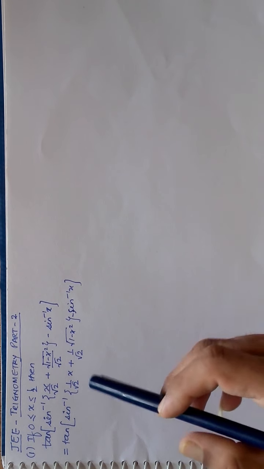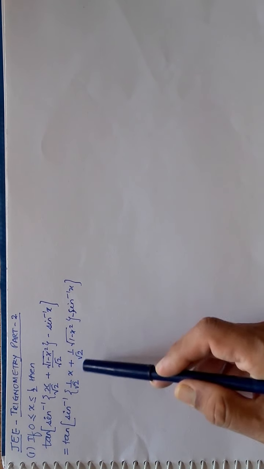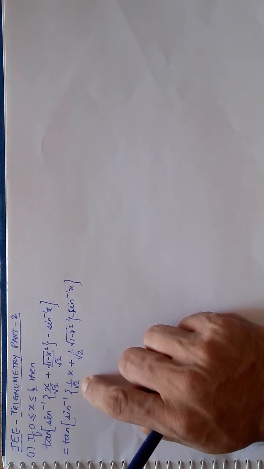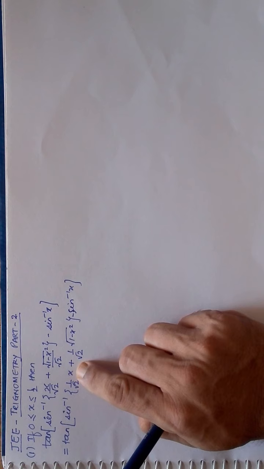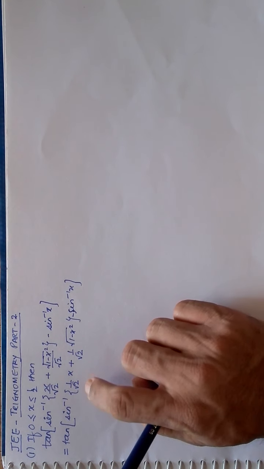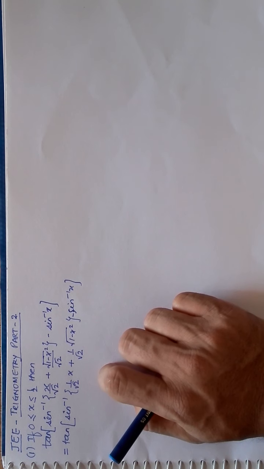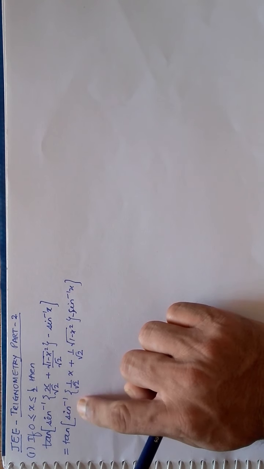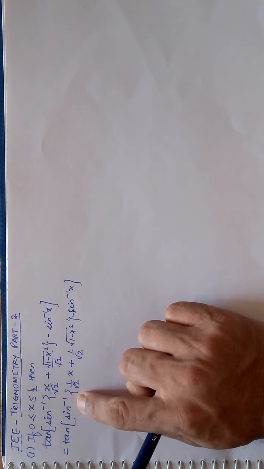Yes. If you recollect this, this looks like 1 by root 2 can be taken as sine 45 as well as cos 45. So if this is taken as sine, then this must be cos, and if this is taken as cos, this must be sine. The benefit will be sine A cos B plus cos A sine B, that is the sine A plus B formula, which will be useful with this sine inverse.